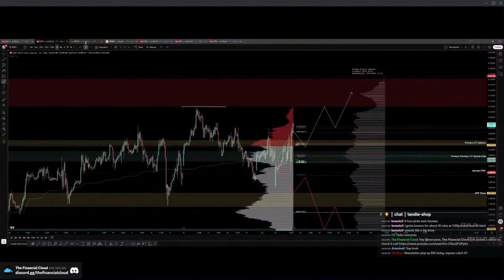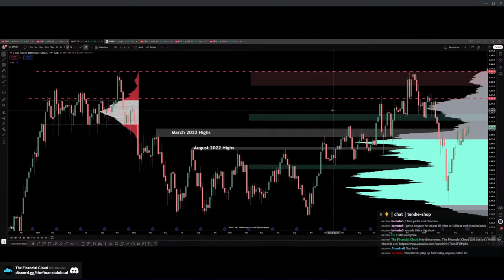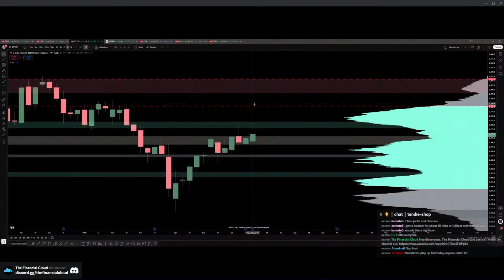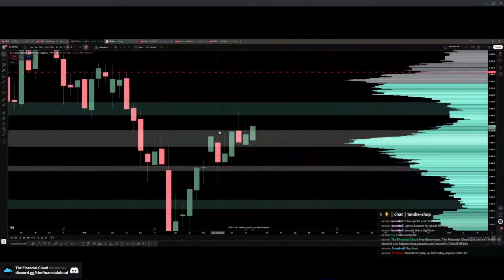Now, I do want to go over here and talk about Russell really quickly. We've been looking at this as well for the last couple of months as it's been hitting its head.